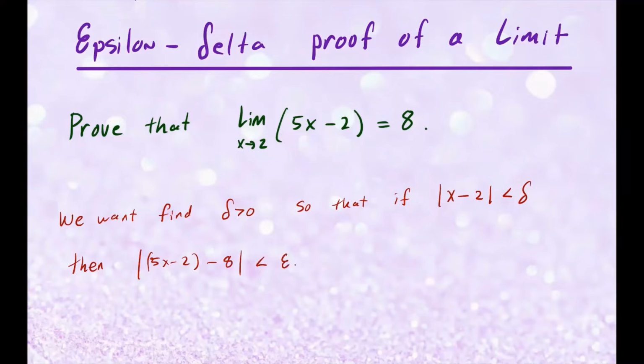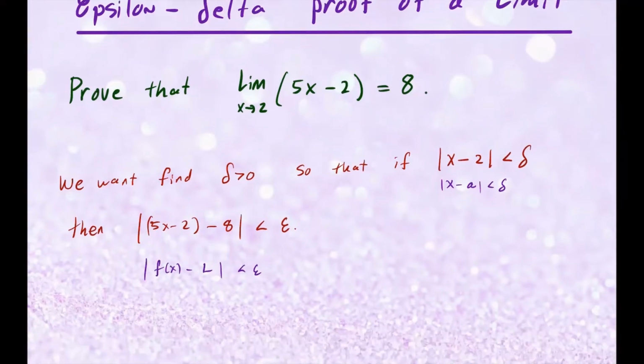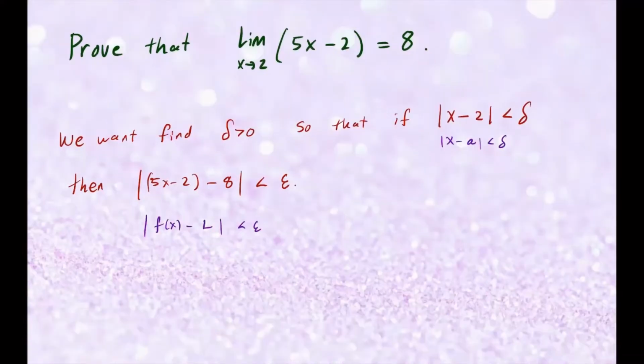If I were to rewrite all of these using the definition, here's your absolute value of x minus a less than delta, and here is your absolute value of f of x minus L less than epsilon. So we want to find delta so that this limit is 8. Let's go ahead and see that. Before we start, we want to make sure we start from here and figure out what delta is, because delta depends on epsilon. So let's do the sketch work.